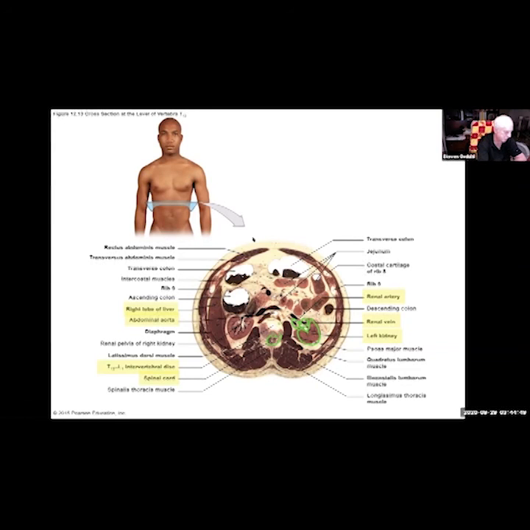This is the intervertebral disc. Remember, the disc is not a synovial joint. It's a cartilaginous pad that separates the vertebrae. You have the abdominal aorta, the circle right here. And the right lobe of your liver.